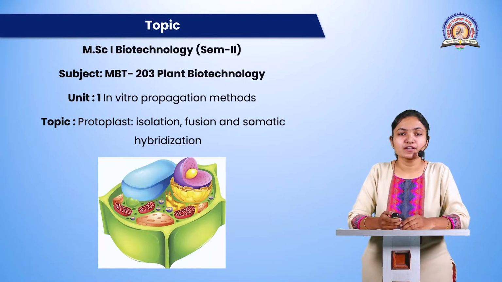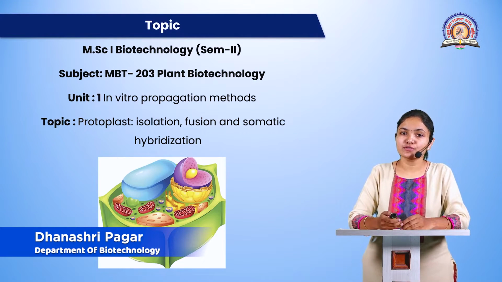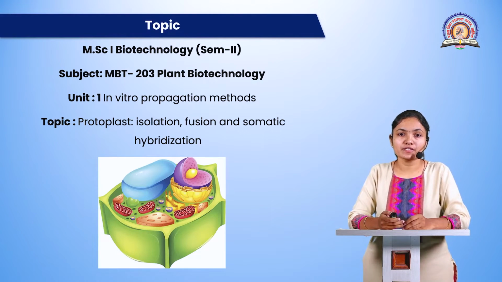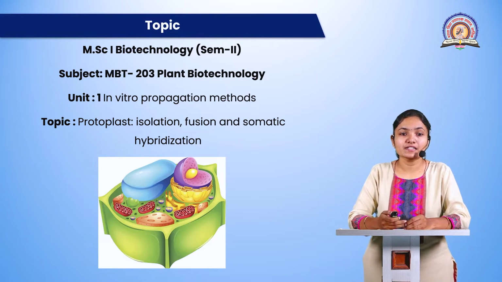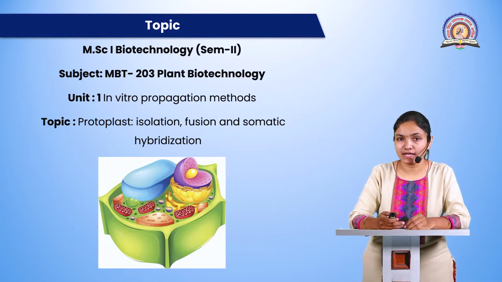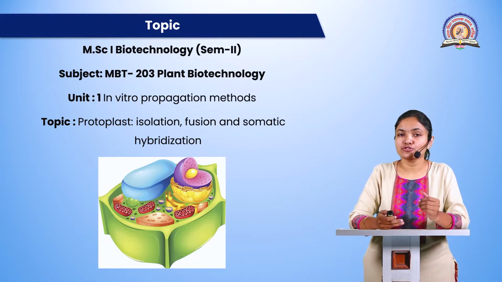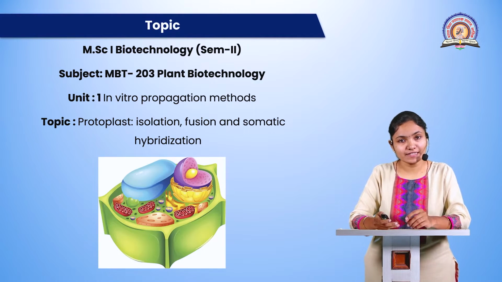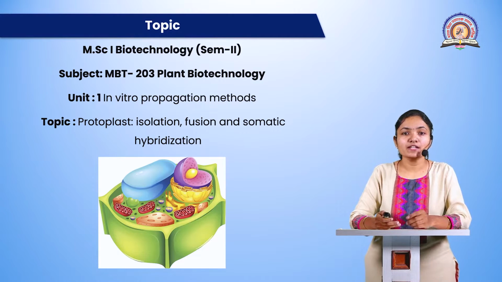Hello dear students. Today we are going to discuss the first unit of plant biotechnology, where we will first understand the topic or the name of the unit, that is in vitro propagation methods. In this unit you are going to deal with the different methods that we can utilize for in vitro propagation of plants using different explants. And within this, today we are going to focus more on one of the interesting techniques, that is protoplast, its isolation, fusion, and one of the applications, that is somatic hybridization.